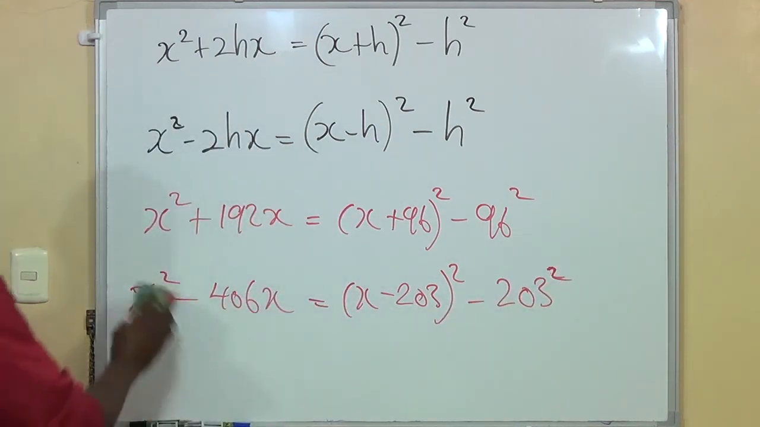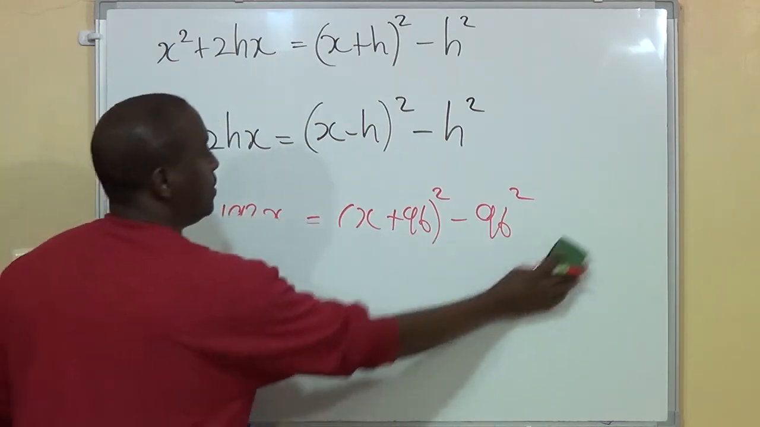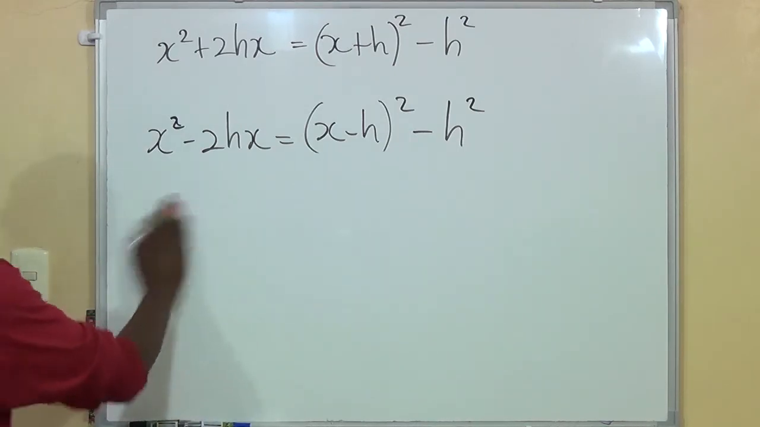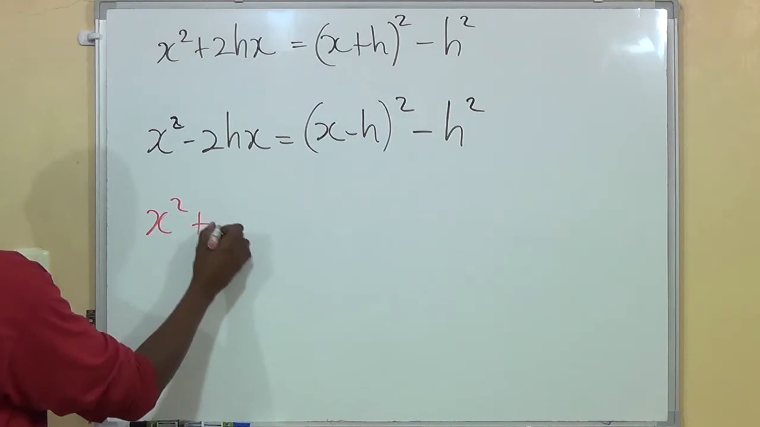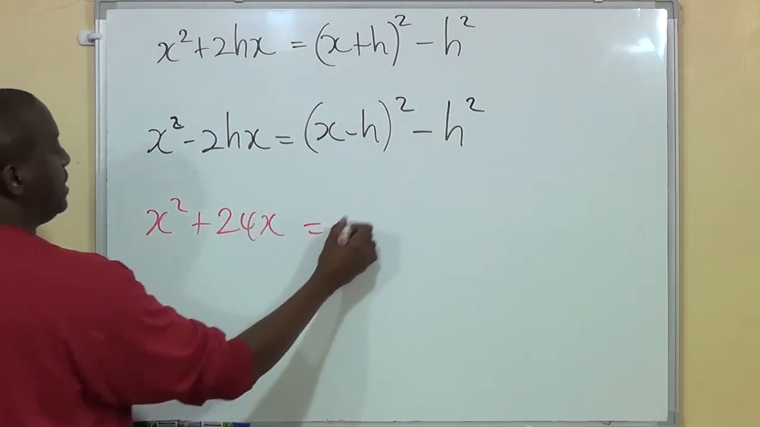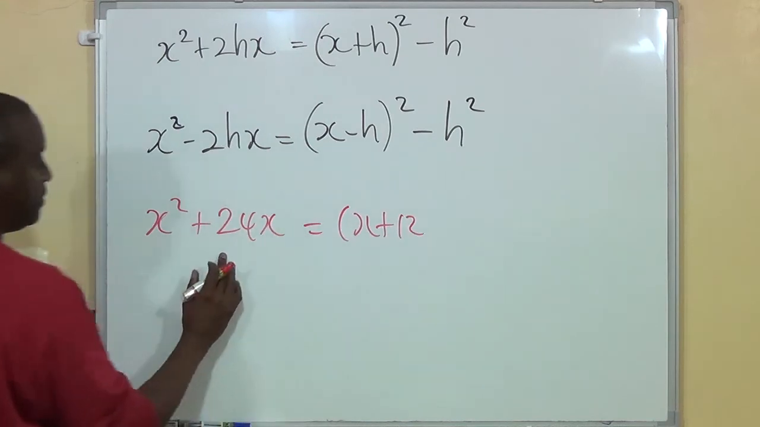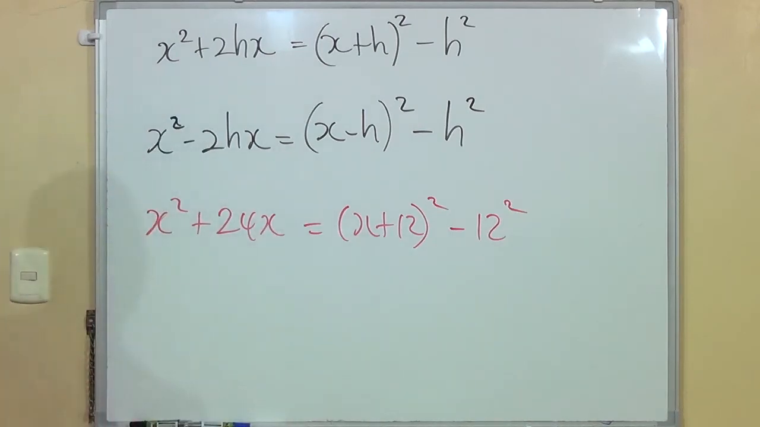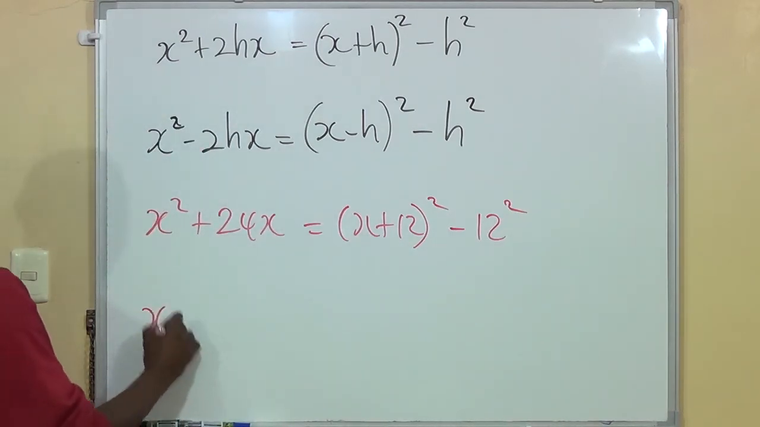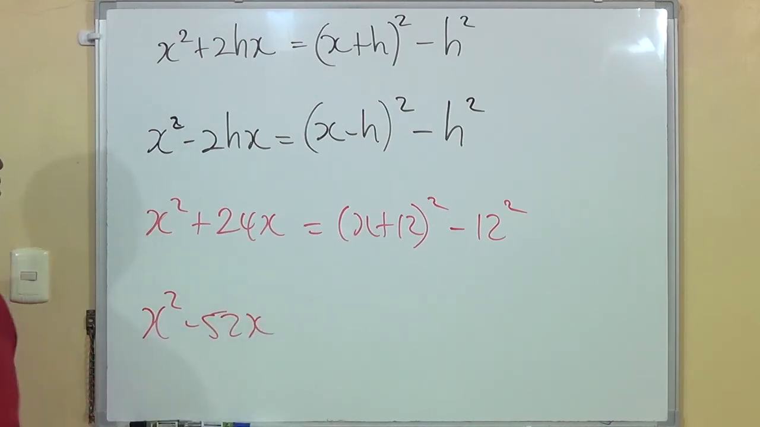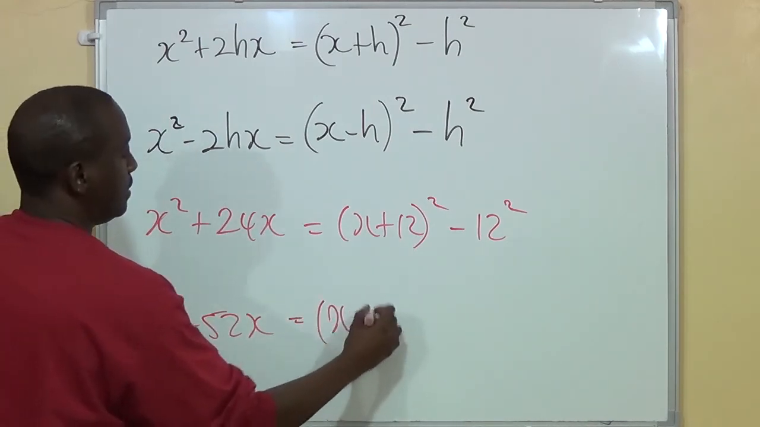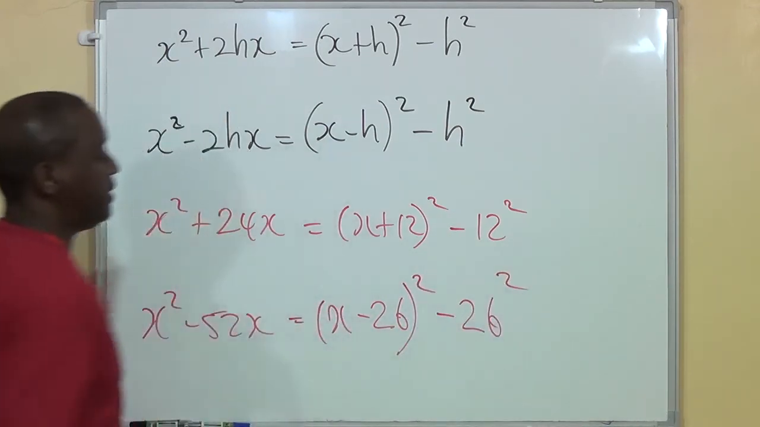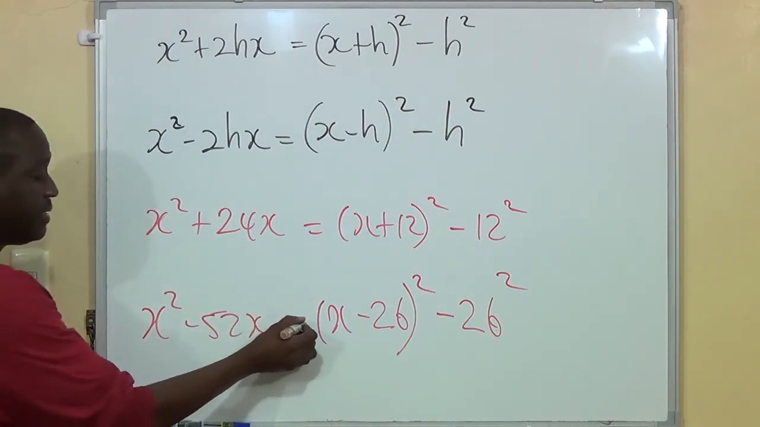Let me go a couple more rounds and then we'll call that George for this particular video. If we have, let us say, some smallish numbers now, x squared plus 24x, that will be x plus 12, 12 being half of 24 of course, all to be squared minus 12 squared. And if I have x squared minus 52x, that would be x minus 26, all to be squared, minus 26 squared. And that is it.